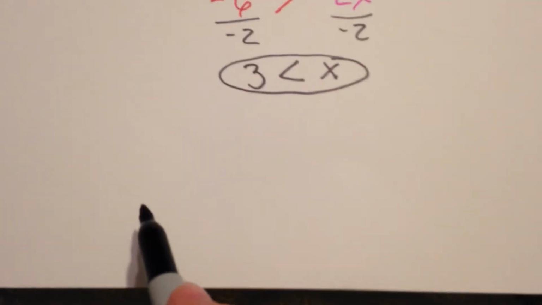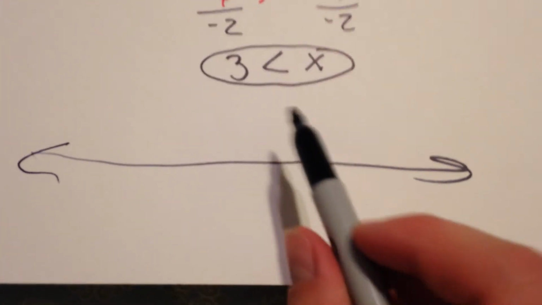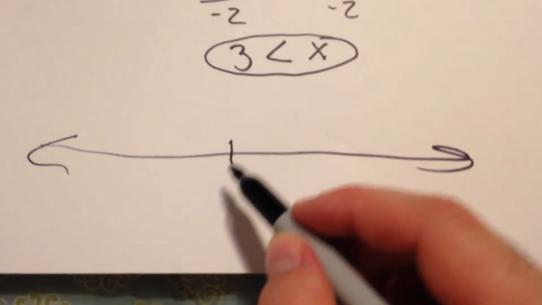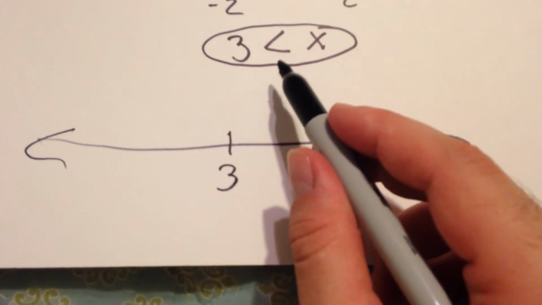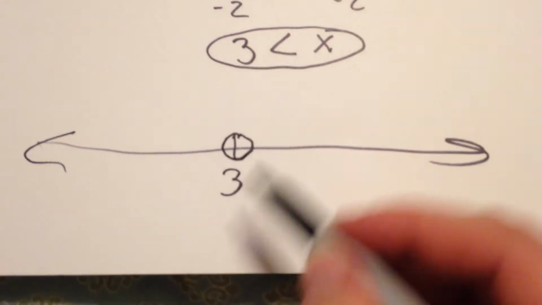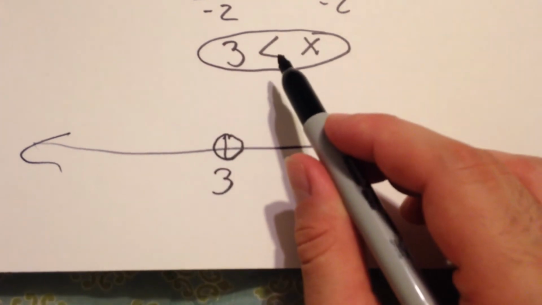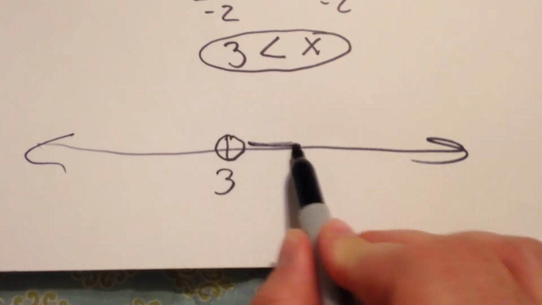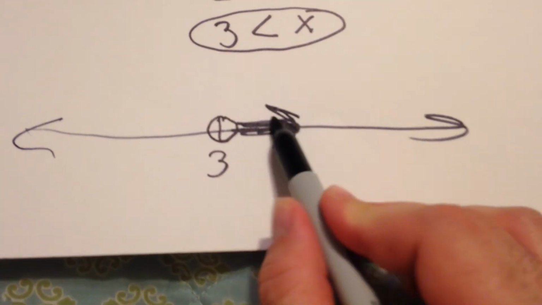Now, real quick, I'm just going to draw this number line, okay? And I'm going to graph this. So this reads x is greater than 3, okay? So what that tells me is that, number one, I don't have an equal to, and so I have to have an open circle. But also, it's x is greater than. So all the numbers greater than 3 are going to be on the right side of 3. Okay, and I'm just going to do it this way.